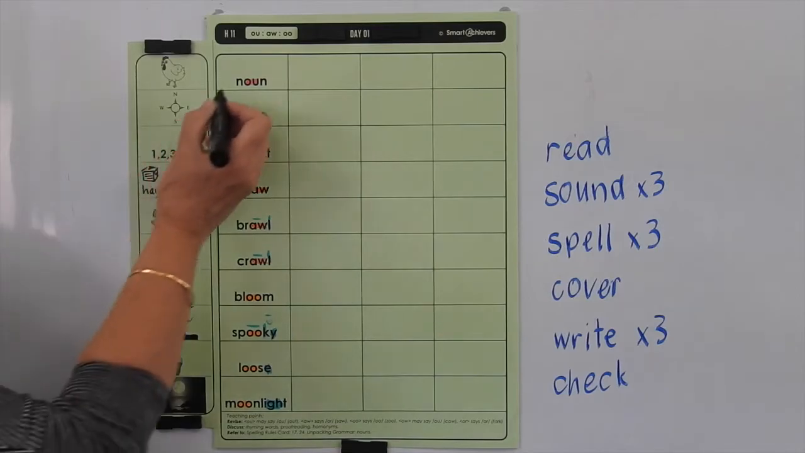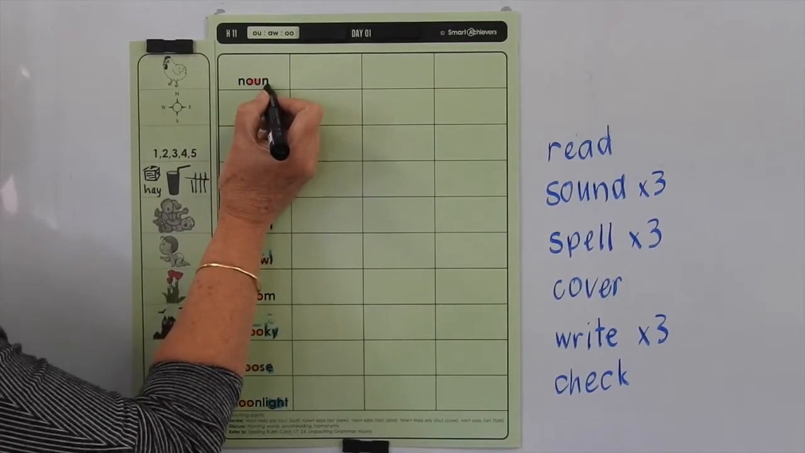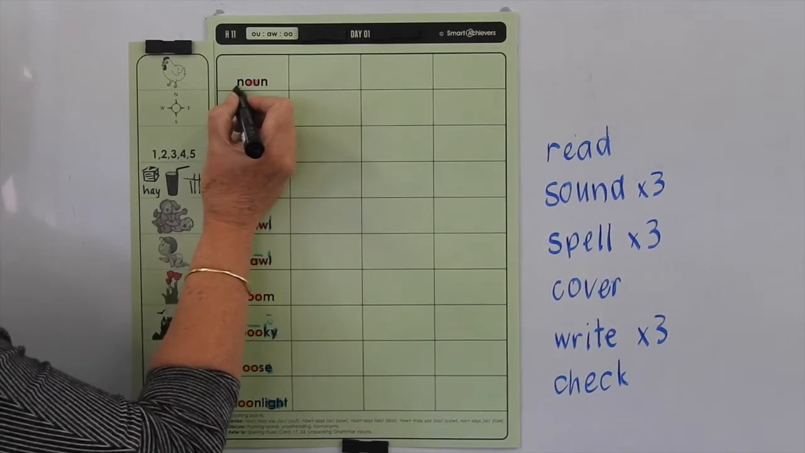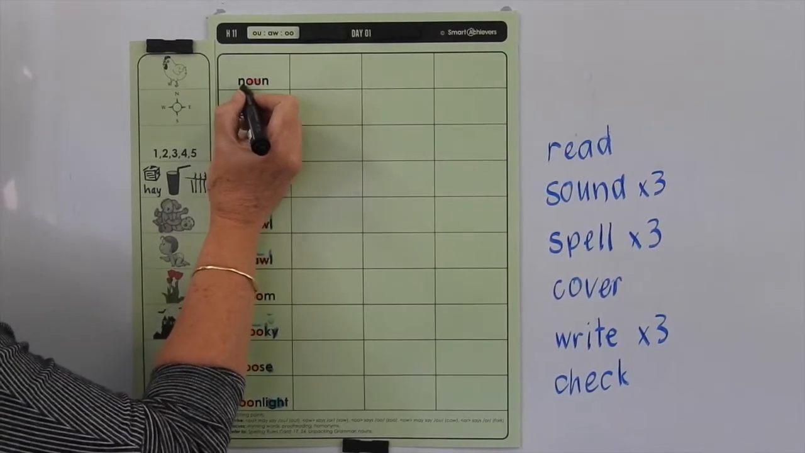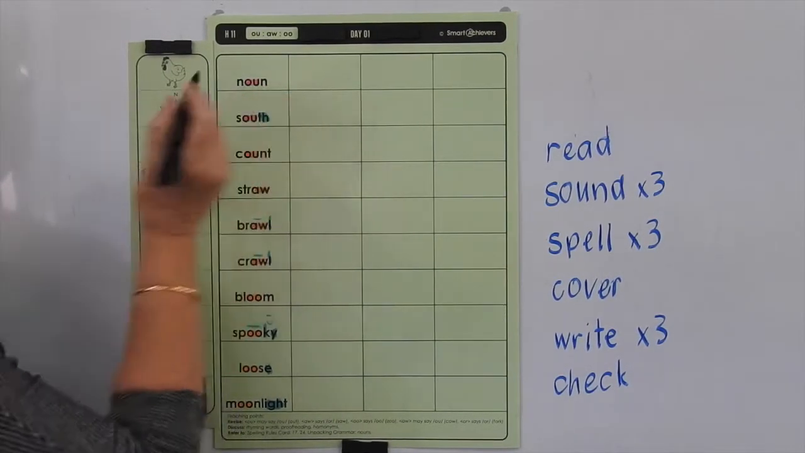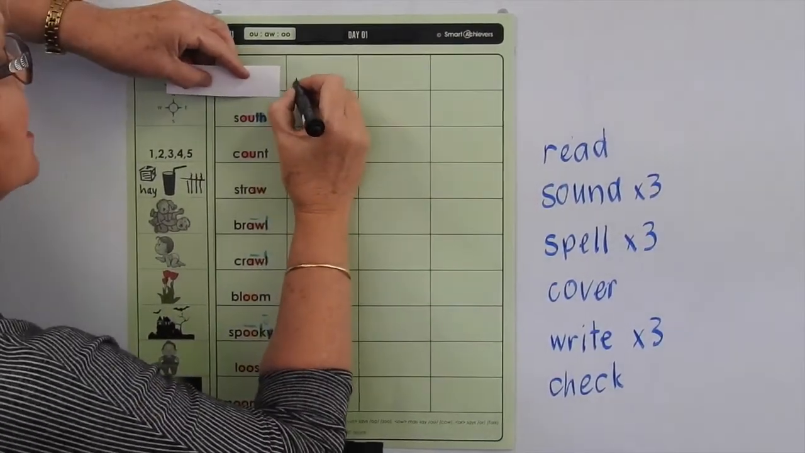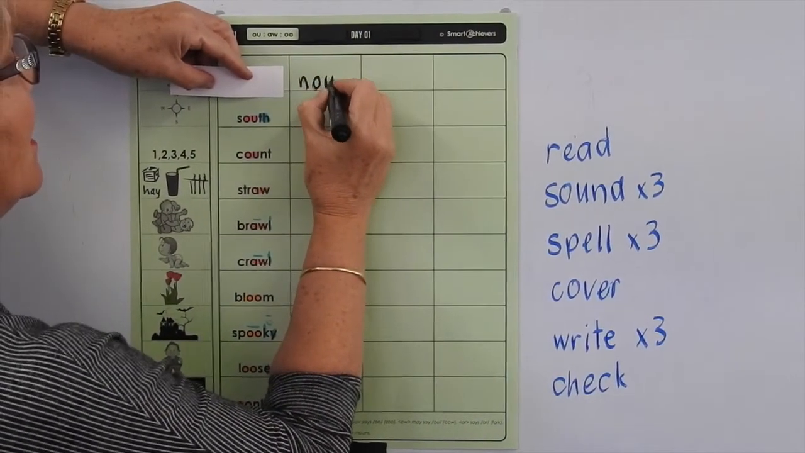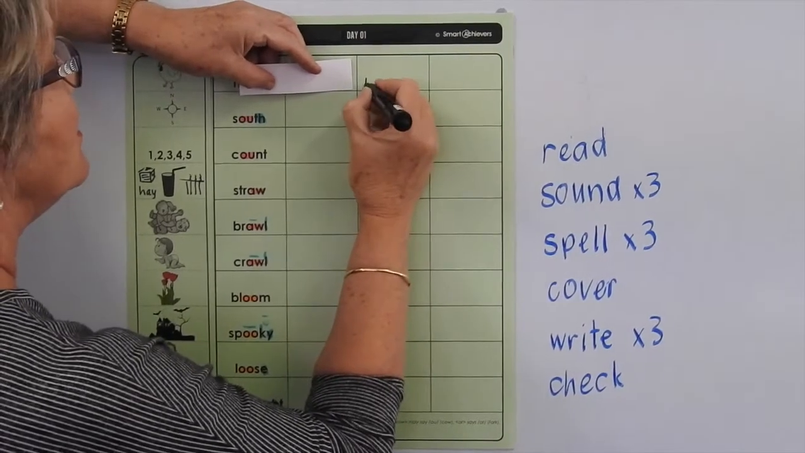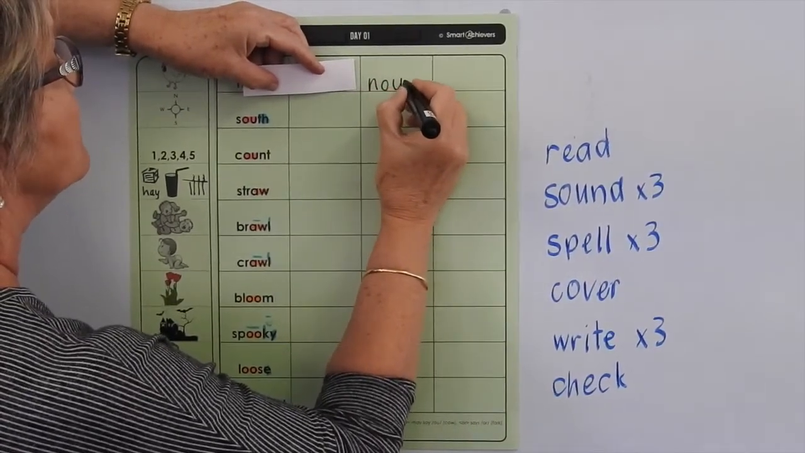So we're going to go n, ow, n, ow, n, ow. N-O-U-N, N-O-U-N, N-O-U-N. We cover it and write it. So we know there are more than one way to make that ow sound.